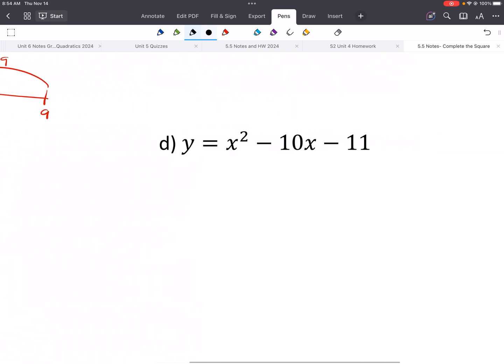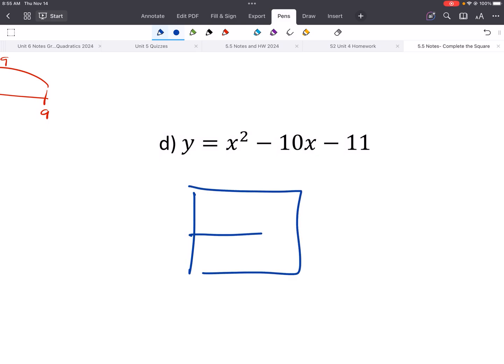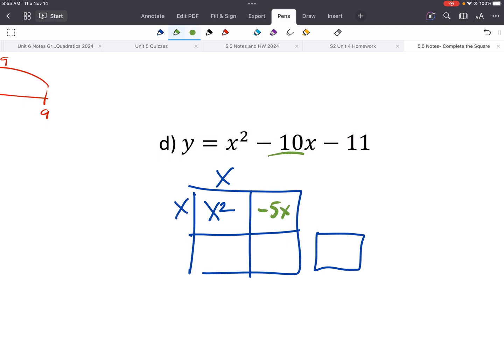And then our last example, draw our little box, x squared, half of -10 would be -5, and -5 times -5 is 25, but we don't want 25, we want -11. So I think we would have to subtract 36.